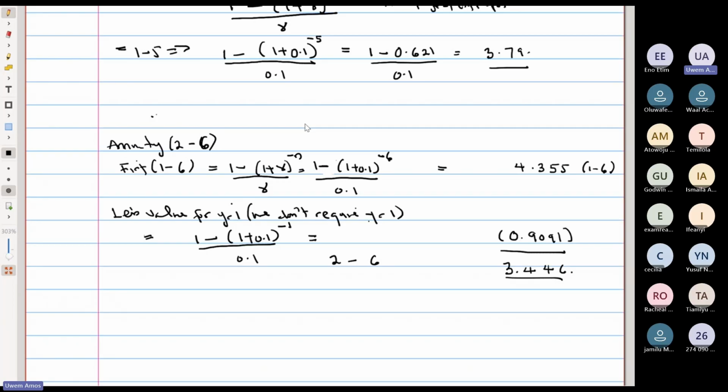You can use the annuity factor to get year 1 only, or I just want it to be consistent, or you can also use the discount factor formula. It gives you the same value. So can you try that quickly? So 1 plus r raised to the power of minus 1 gives you the same value.